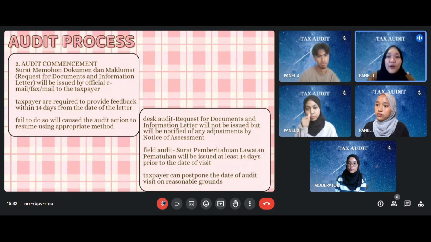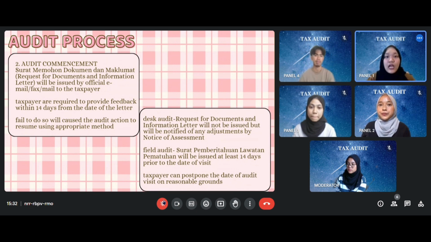Next, audit commencement. Surat memohon dokumen dan maklumat, which is also known as request for documents and information letter, will be issued by official email or fax to the taxpayer. Taxpayers are required to provide feedback within 14 days from the date of the letter. If they fail to do so, it will cause the audit action to resume using an appropriate method.